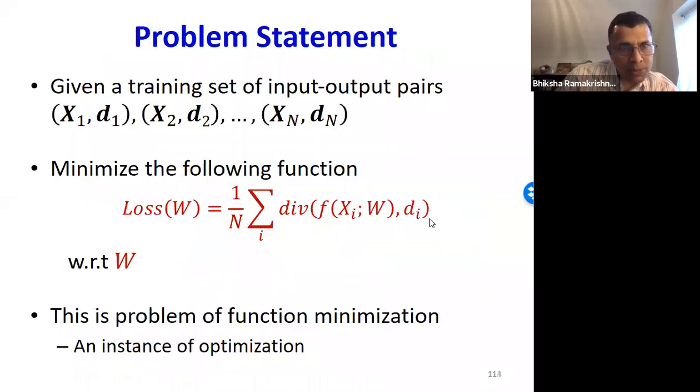And so here is our problem statement. You're given a collection of training inputs, training samples, which are input-output pairs. We will define the average divergence over the training instances, which is what we call our loss. This loss is our best estimate for the actual risk, the actual error that our network is making. And we are trying to minimize this loss with respect to the parameters of the network. So you have defined a function of the network parameters, and we are going to try to minimize this function with respect to the network parameters. So this is a problem of function minimization. It's an instance of optimization.